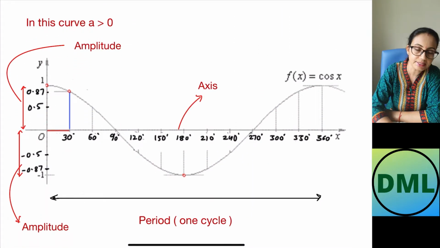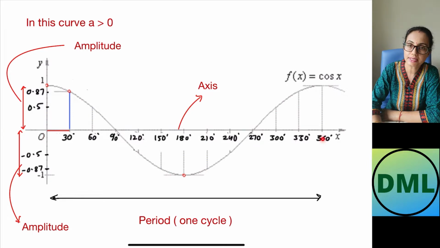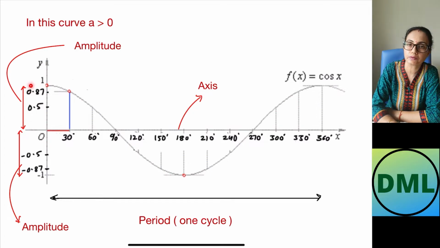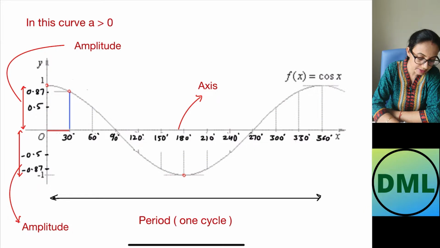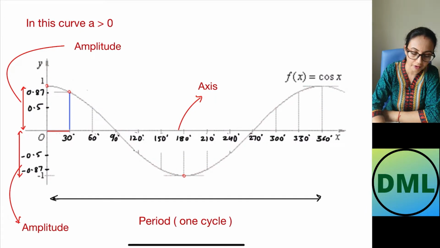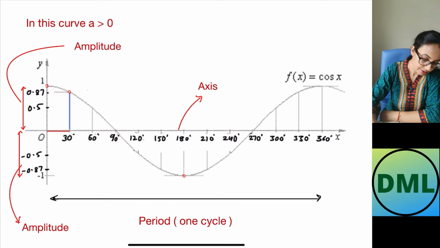In this curve, when a is greater than 0, we have our basic cos graph. This is our x-axis, this is our y-axis. This is our normal cos graph from 0 degree to 360 degree. From 0 to 1, it is called the amplitude in the positive direction of y-axis. From 0 to negative 1, this is called the amplitude in the negative direction of y-axis. This is our axis, and from 0 degree to 360 degree, this is our one cycle, which is also called the period of the cycle, which is 360 degree. This is our graph for y is equal to cos x.